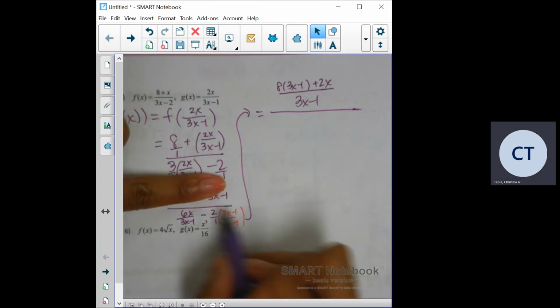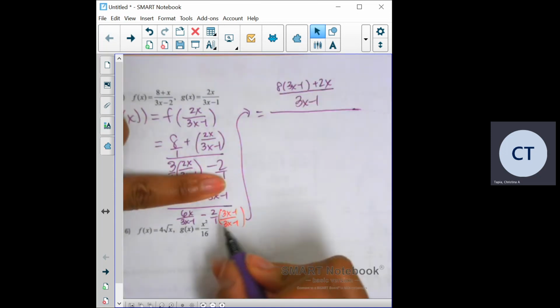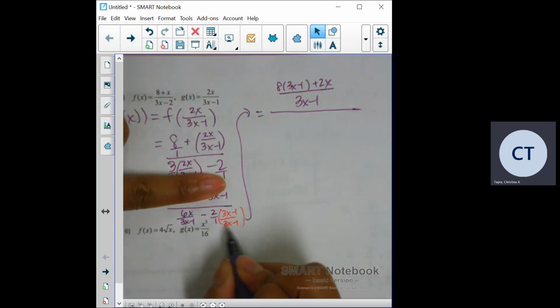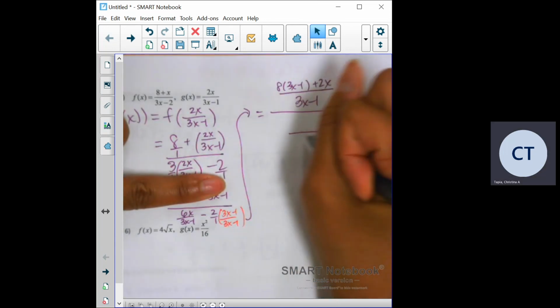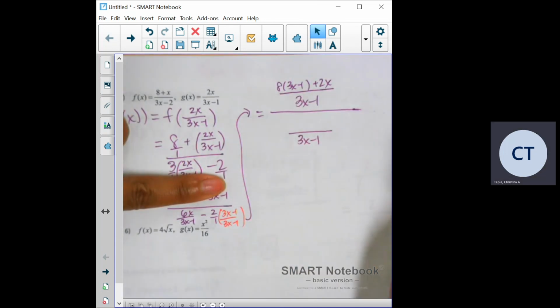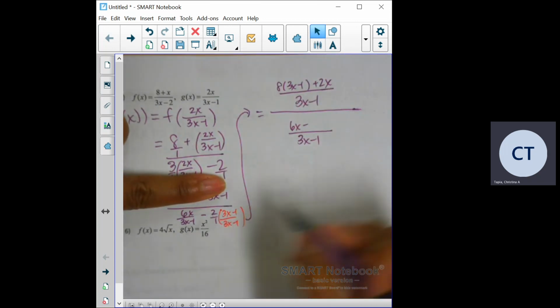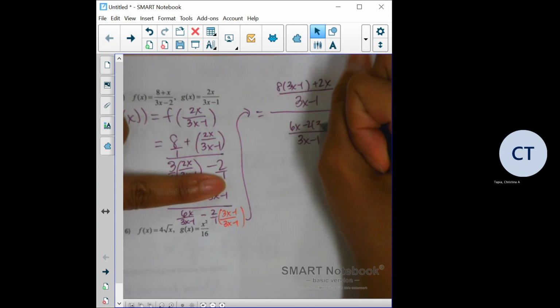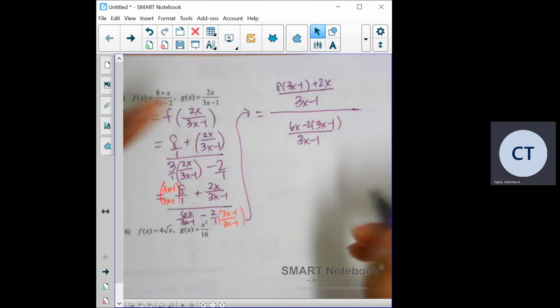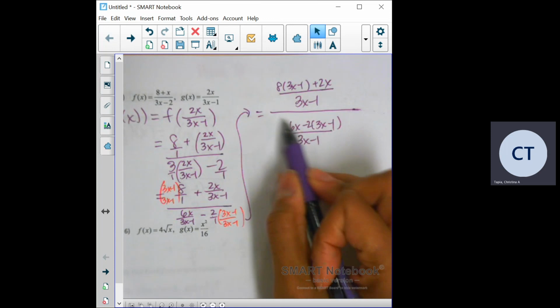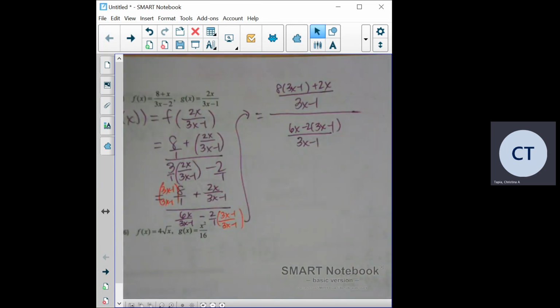For this denominator, I'm now going to rewrite it. Can we agree that these now are going to become one big fraction because of your denominators? Will they both be the same? Yes. Okay, so we're going to have one big fraction, 3x minus 1. The numerator will be 6x minus 2 parentheses 3x minus 1. Once I can simplify these ugly numerators, I can just keep, change, flip from there.